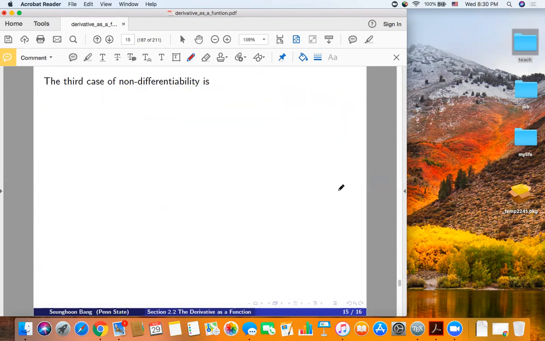The third case of non-differentiability is from the vertical tangent line. F of x equals cube root of x. You can calculate f prime of x is 1 over 3 times cube root of x squared. Don't worry about this kind of result. We learn this kind of derivative next week. The teaching assistant will explain everything. I want to use a later result.